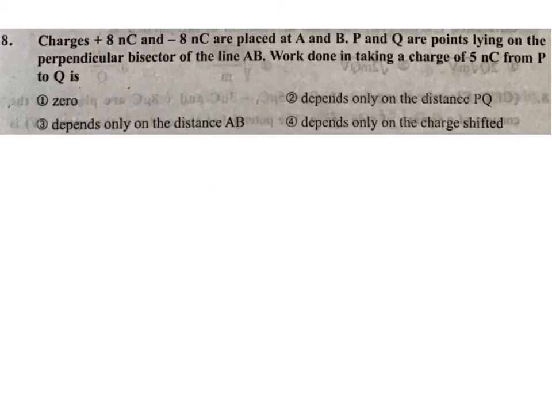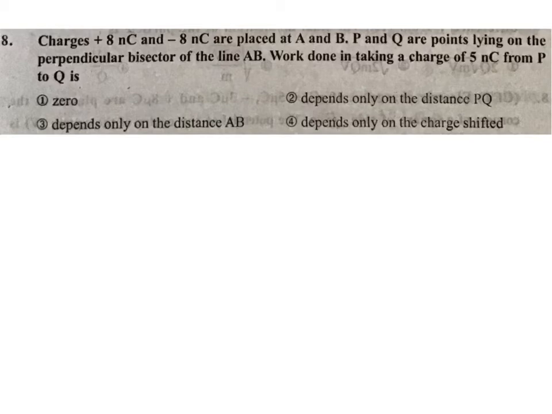Next one, the charges plus 8 nanocoulomb and minus 8 nanocoulomb are placed at A and B. P and Q are the points lying on the perpendicular bisector of the line AB. Work done in taking a charge of 5 nanocoulomb from P to Q is. Okay, and even this is also a problem based on the equipotential surfaces, correct?